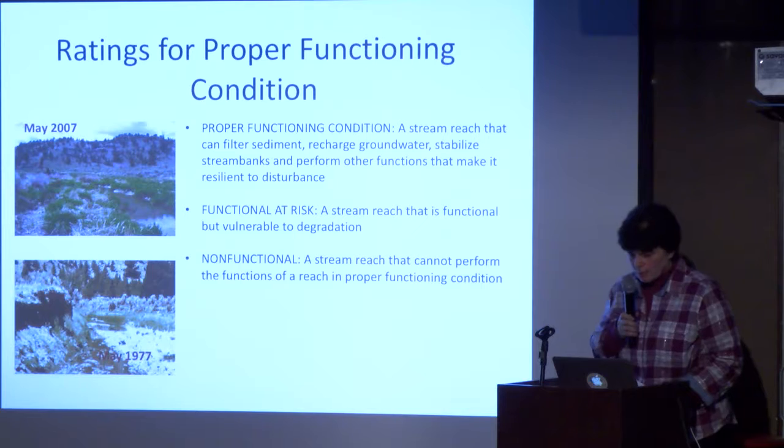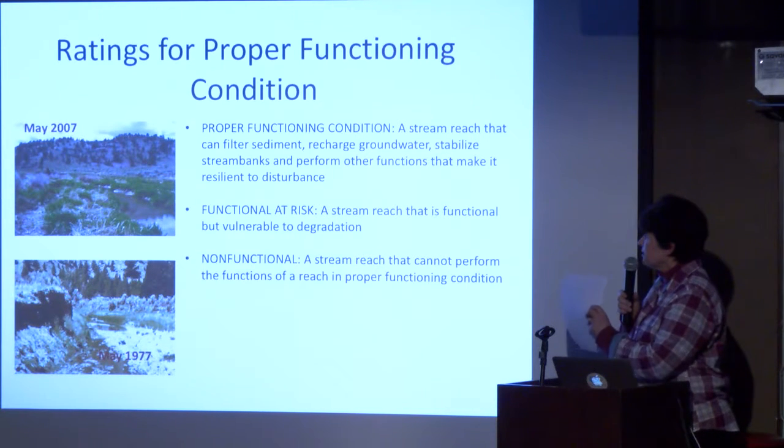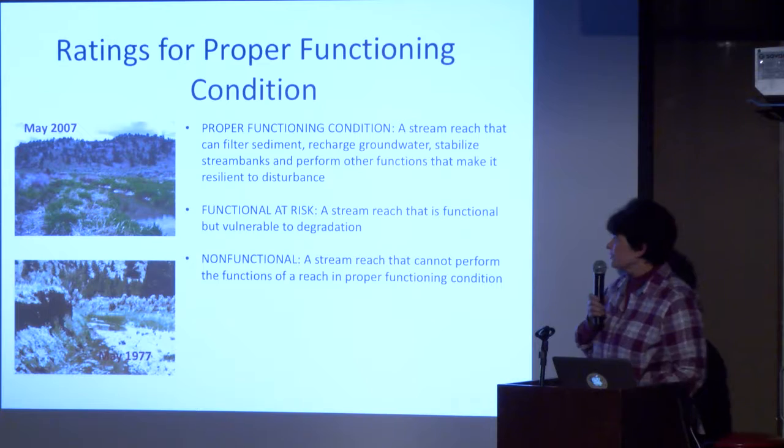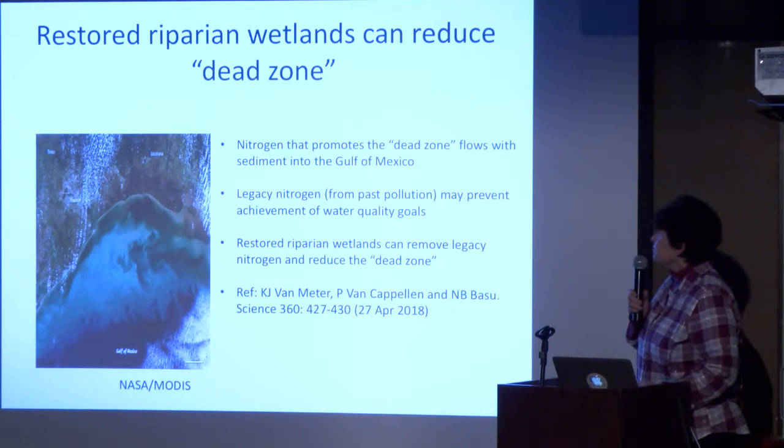The ratings for proper functioning condition, using the example we had: we could see that in May 2007, Bear Creek was in proper functioning condition. It was non-functional when it started, and there's an in-between classification of at risk.